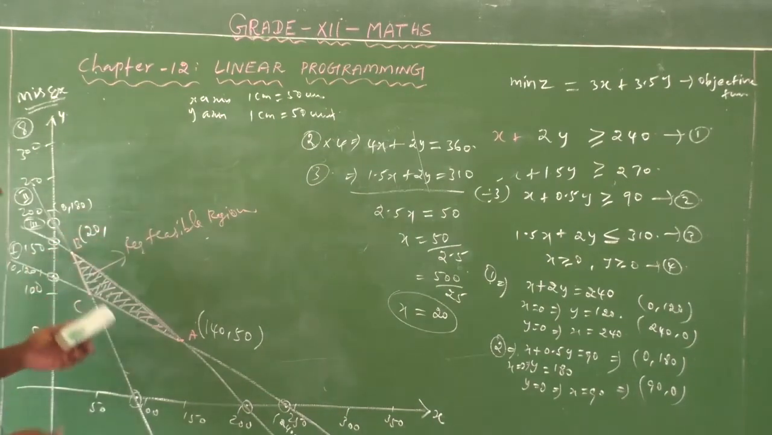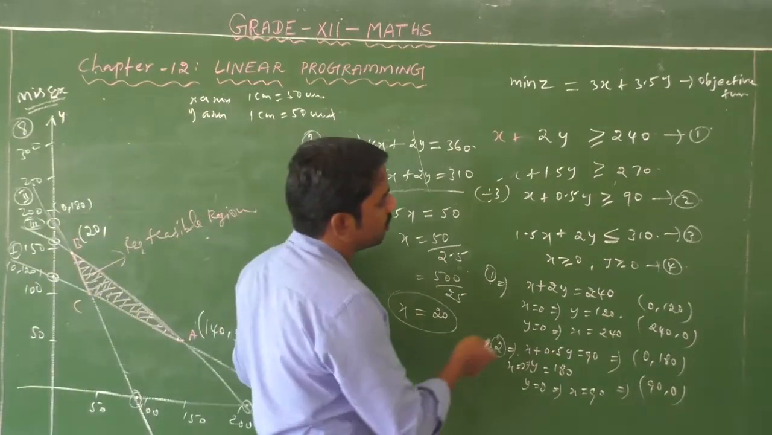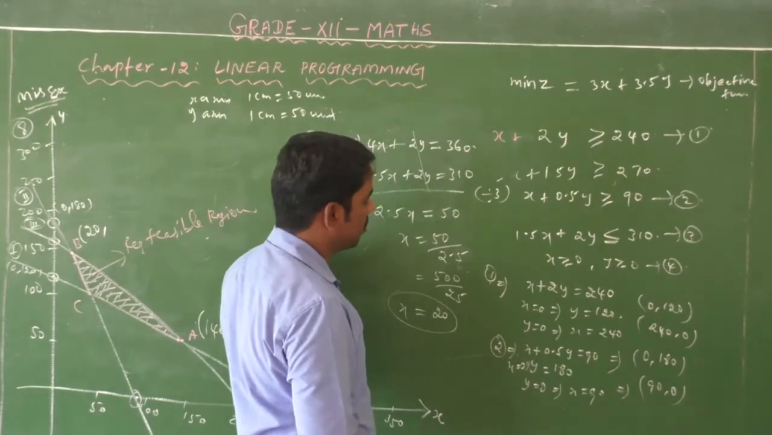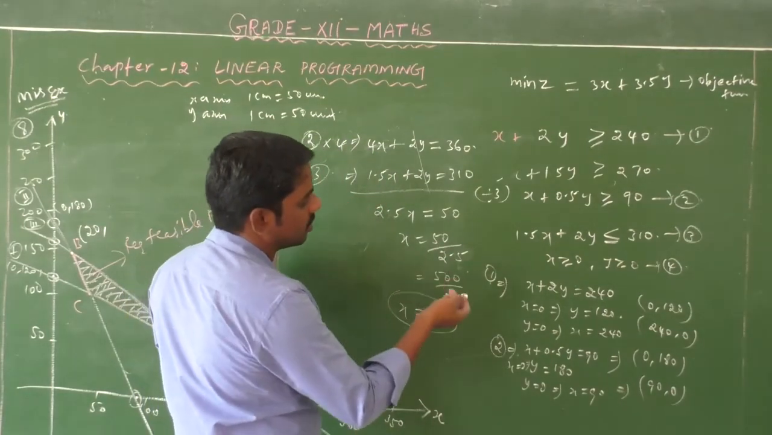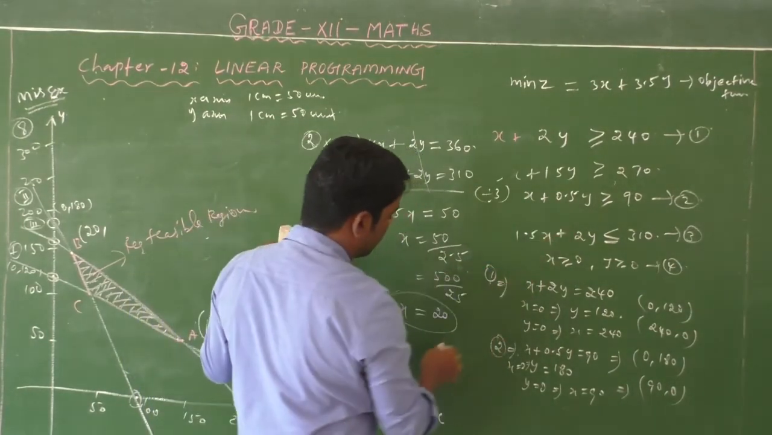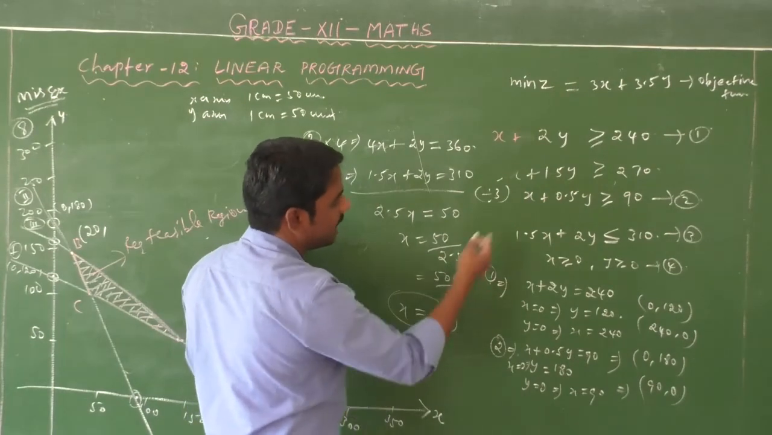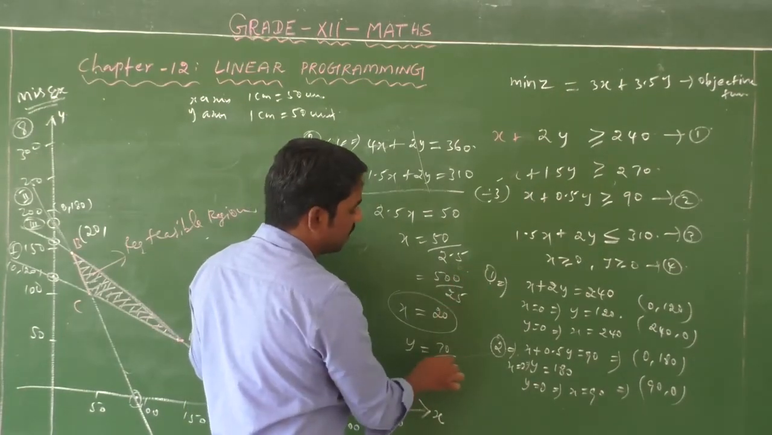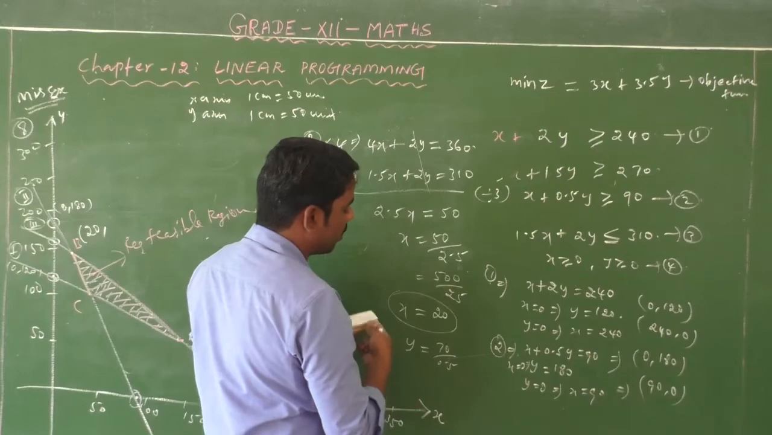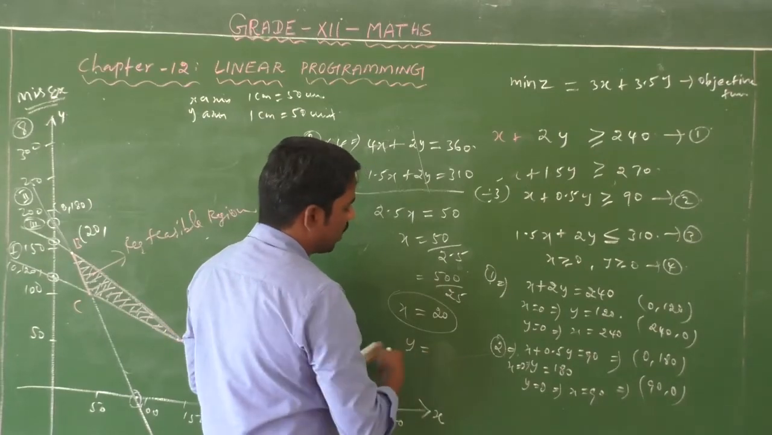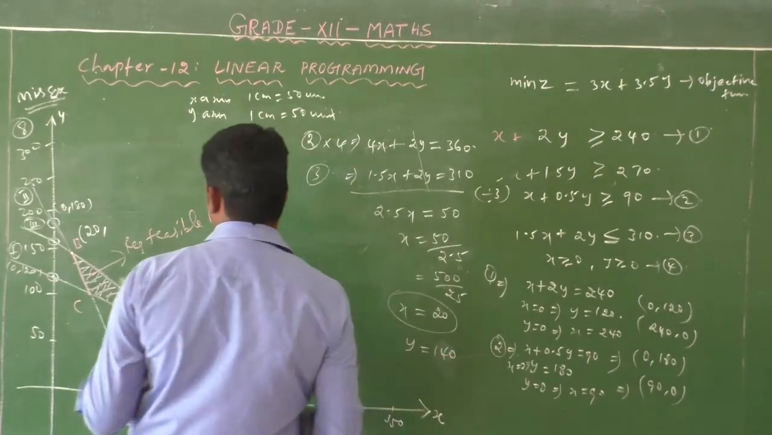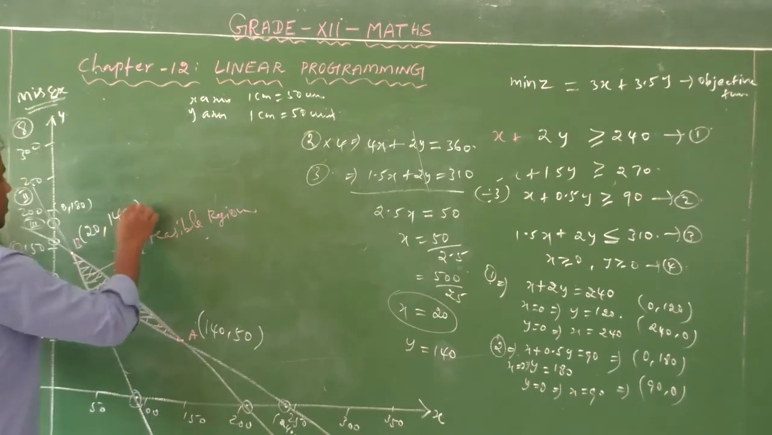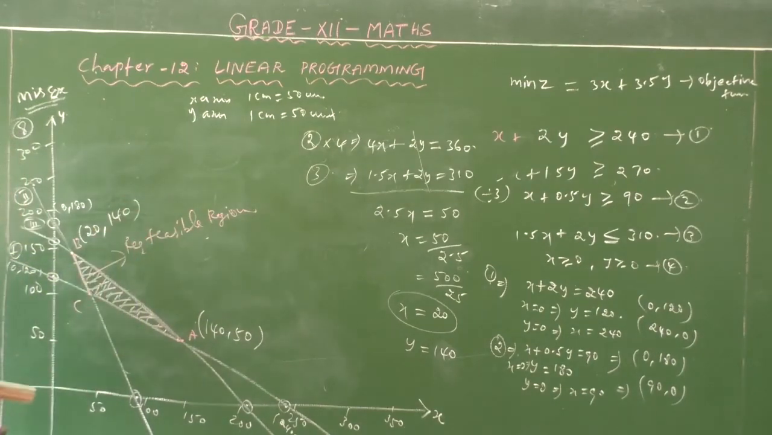And for the y value, substitute in any one equation, equation number 2 or 3. Equation number 2, x equal to 20, so y is equal to 90 minus 20, which is 70. 70 divided by 0.5 is 140. So the point B is 20 comma 140.